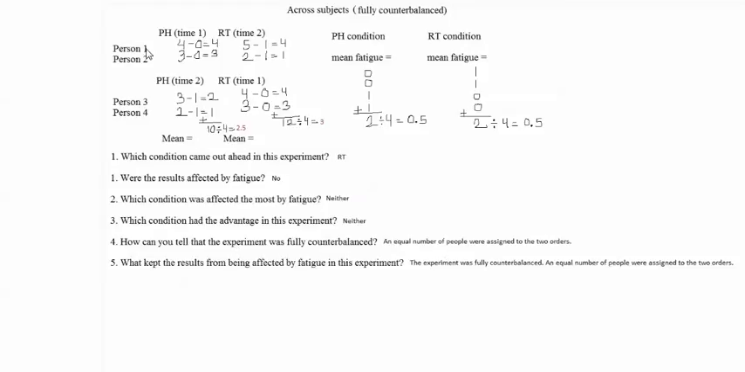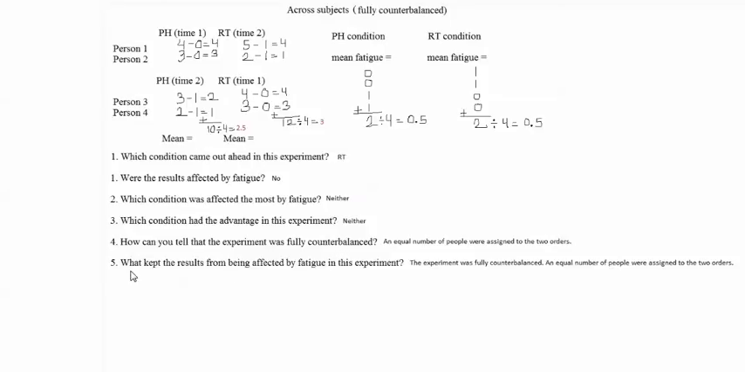An equal number of people were assigned to the two orders. It was 2 and 2. So now it is fully counterbalanced. Also, we can tell that it was fully counterbalanced because the fatigue averages came out to the same number this time. That's another way to know that it was fully counterbalanced.